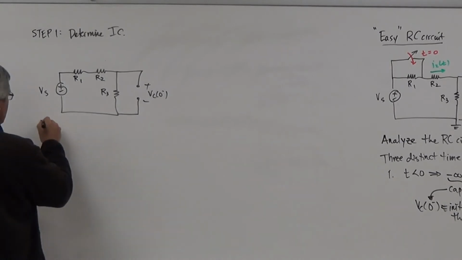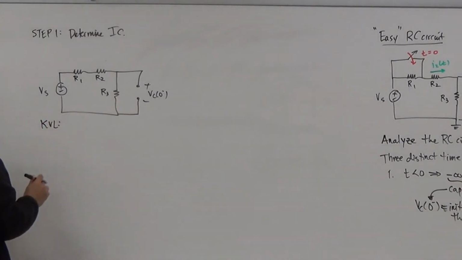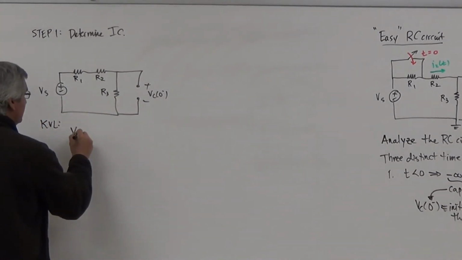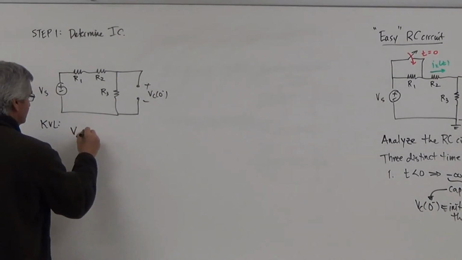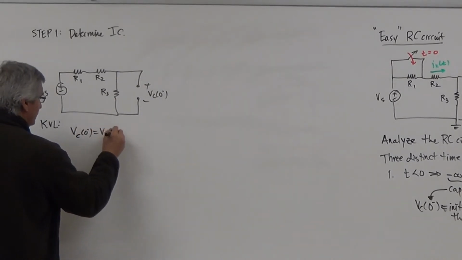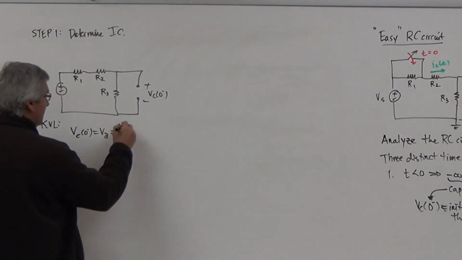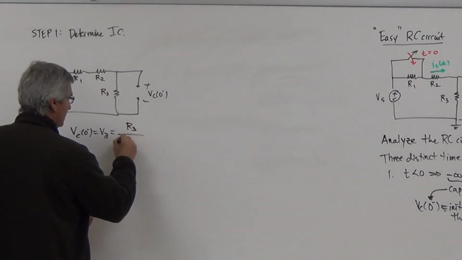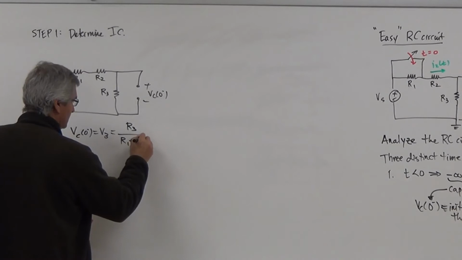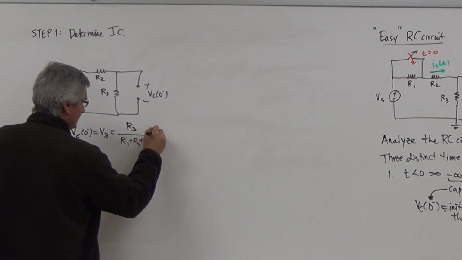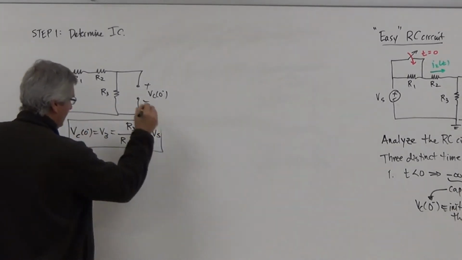Right? So what am I going to use? I'm going to use KVL. If I use KVL, you can see that VC of 0 minus is the same as the voltage across the 3, which means it's got to be R3 over R1 plus R2 plus R3 times V source. I have my initial condition.